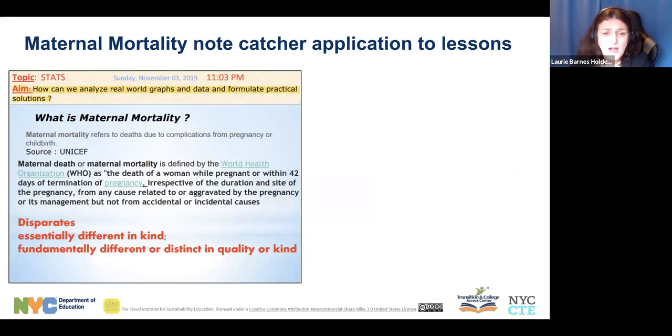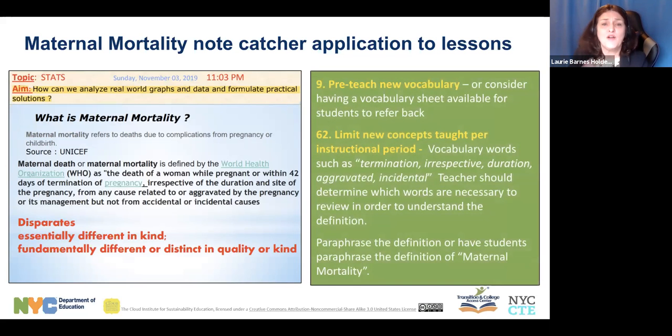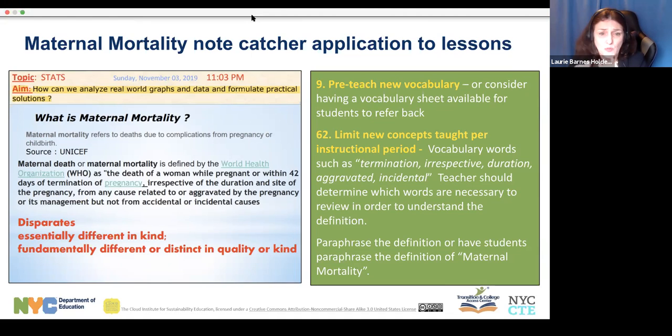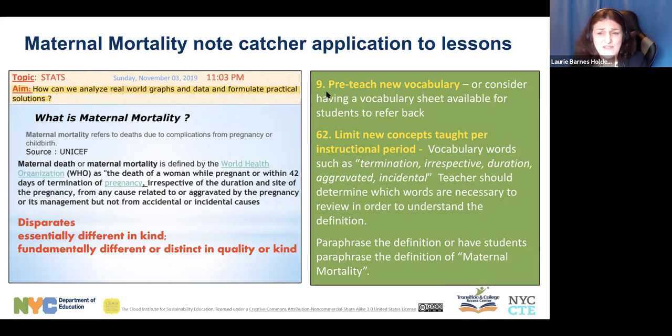So how can we analyze real world graphs and data and formulate the practice? So again, pre-teach the new vocabulary, or consider having a vocabulary sheet available for students to refer back to. Limit new concepts taught per instructional period. So when I look at this definition by WHO, which is World Health Organization, very important to have that definition.